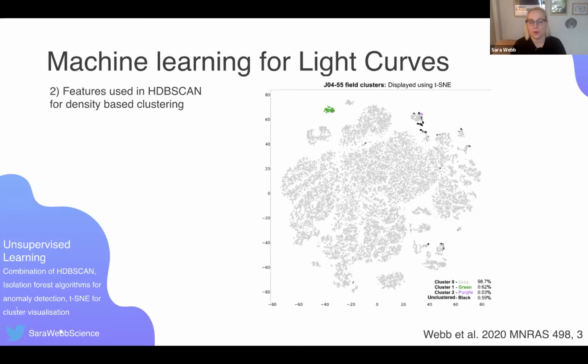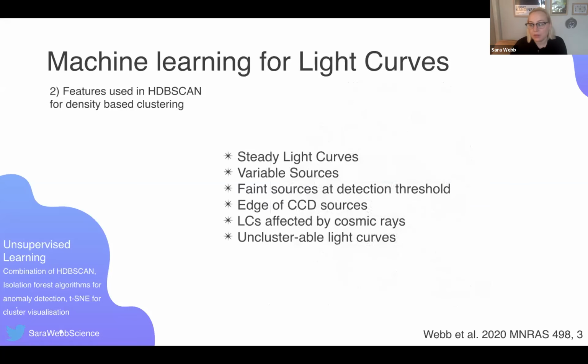This is just an example of one field, and you can see that when we use a t-SNE to visualize the feature space in 2 dimensions, we see very clear groupings with different colors there. Now, this work was really interesting, and it produced a lot of useful things. We were able to find steady light curves, variable sources, all sorts of things caused by misalignments and CCD issues. But the most important thing was these unclusterable light curves. What this meant is these light curves were so anomalous, they didn't fit into any of those larger density clusters. And this is what we're looking for. We want the things that are rare in comparison to the sample.